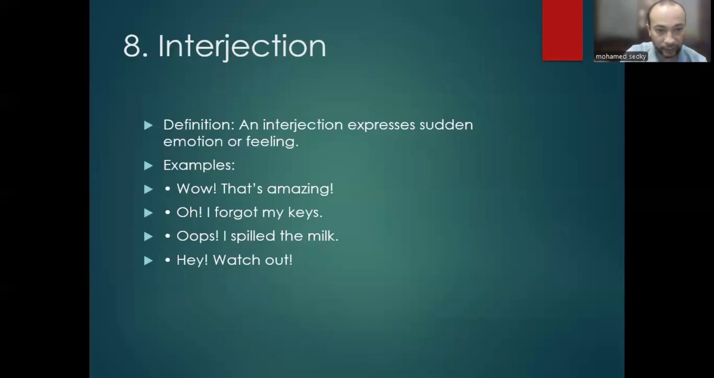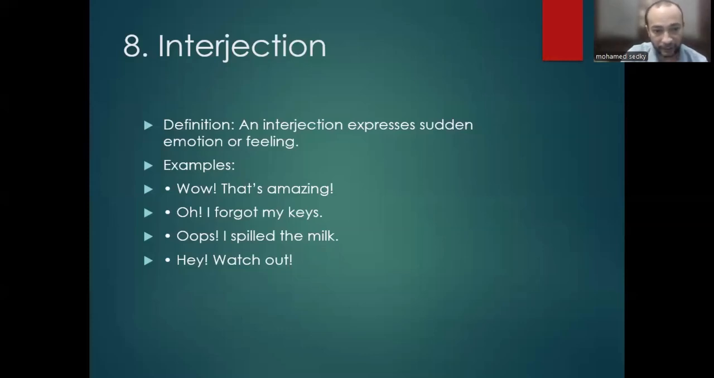Now, going through the examples, wow, that was amazing. The word wow here is the interjection. And you can see that it's followed by an exclamation mark. So you can notice that it's used only to express the feeling of the speaker.